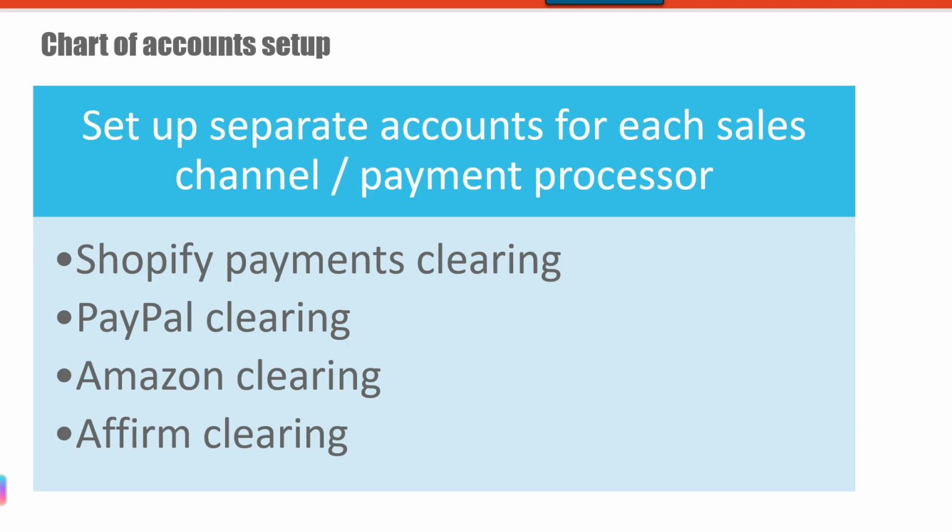And one way to do that is to set up the chart of accounts in QuickBooks and to set up separate accounts or separate account categories for each sales channel and each payment processor. So if you're a Shopify seller, then some of the accounts that you might need to set up might be Shopify Payments Clearing, PayPal Clearing, Amazon Clearing, Affirm Clearing, and any other clearing accounts for each payment processor.